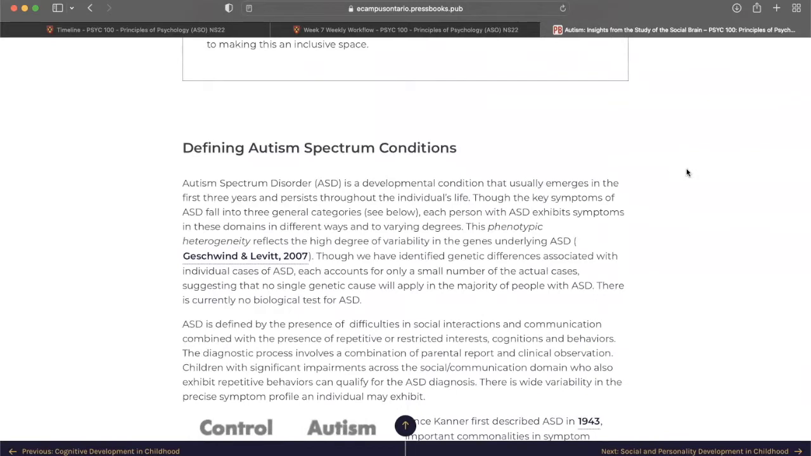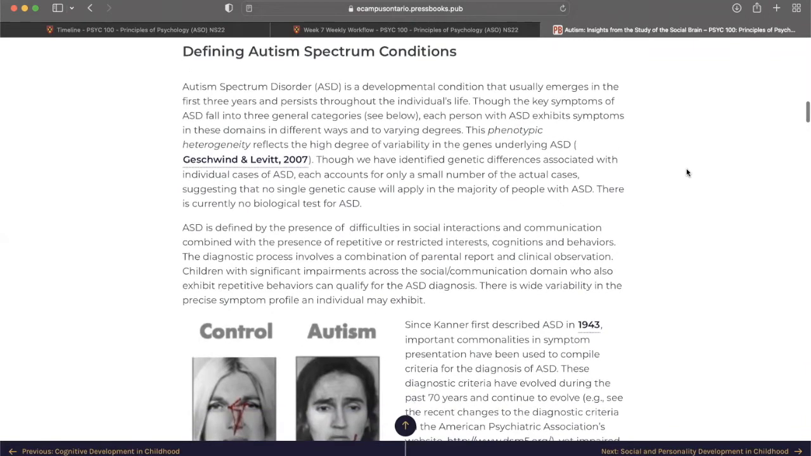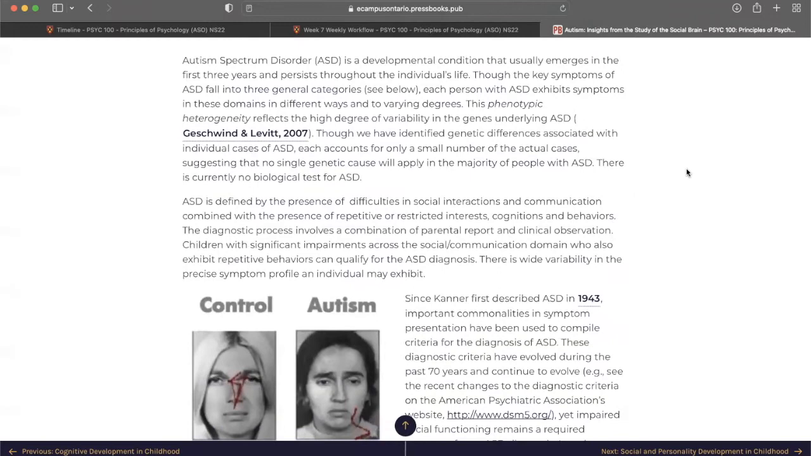Defining autism spectrum conditions. Autism spectrum disorder is a developmental condition that usually emerges in the first 3 years and persists throughout the individual's life. Though the key symptoms of ASD fall into 3 general categories, each person with ASD exhibits symptoms in these domains in different ways and to varying degrees. The phenotypic heterogeneity reflects the high degree of variability in the genes underlying ASD.